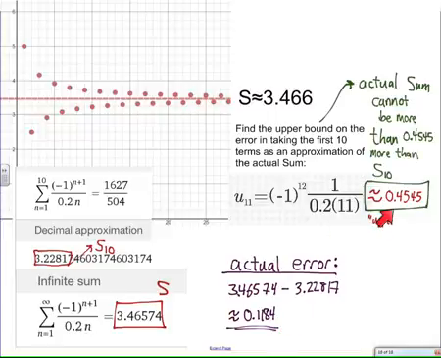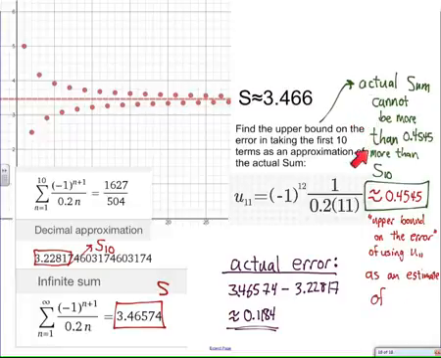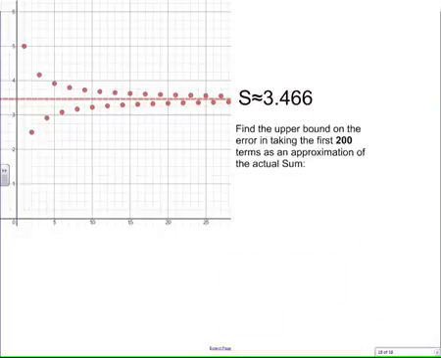But what I know from my conclusion based off of u sub 11 is the actual sum to infinity cannot be 0.4545 more than my estimated sum. That is to say, I've just found the upper bound error by using u sub 11 as an estimate of the error in the sum. Kind of confusing, but here, I'll phrase it this way. Find the upper bound in the error taking the first 200 terms as an approximation of the actual sum.